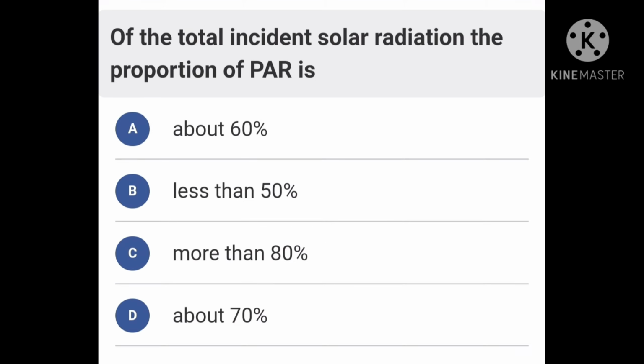Next question. Of the total incident solar radiation, the proportion of PAR is option A about 60%, option B less than 50%, option C more than 80%, option D about 70%. The source of energy in all ecosystems is solar energy. About 50% of the solar energy incident over Earth is present in PAR and the right option is B, less than 50%.